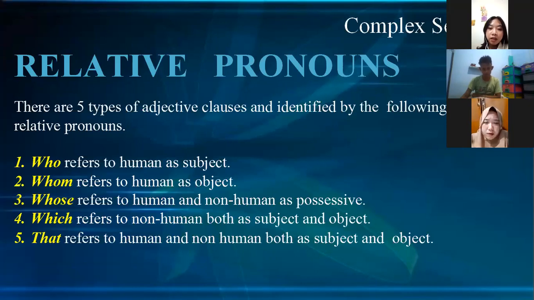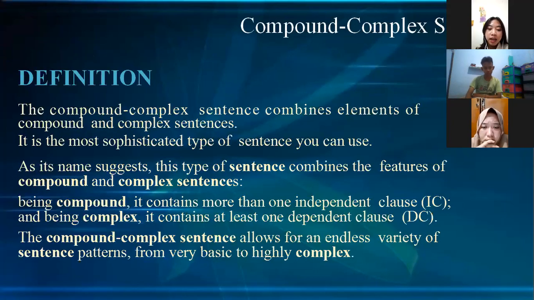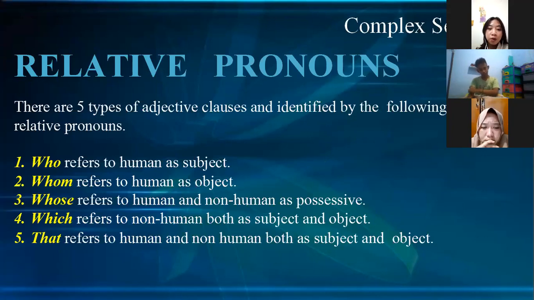relative pronouns. There are 5 types of adjective clauses, identified by the following relative pronouns. Number 1, who, refers to human as subject. 2, whom refers to human as object. 3, whose refers to human and non-human as possessive. 4, which refers to non-human both as subject and object. 5, that refers to human and non-human both as subject and object. And next.